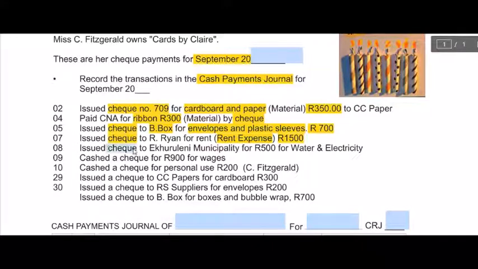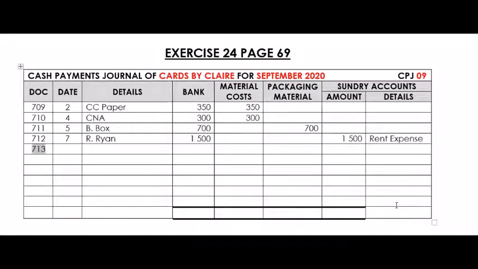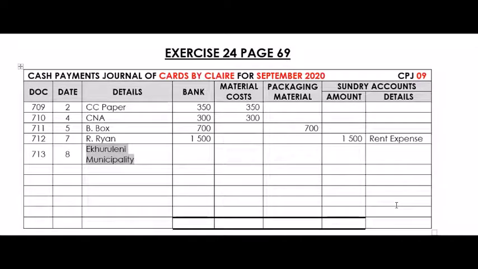It said issued a check to Ekurhuleni municipality for 500 Rand for water and electricity. So we're just paying the company's water and electricity bill. The check will be 713. It's on the 8th. The details, you have to write it out in full, is Ekurhuleni municipality. We're paying 500 Rand for water and electricity. So it also goes to sundry accounts because it's not material costs or packaging material.